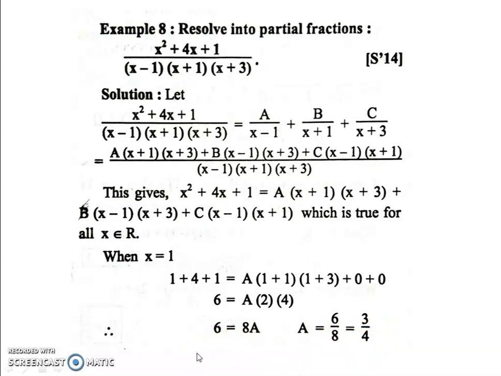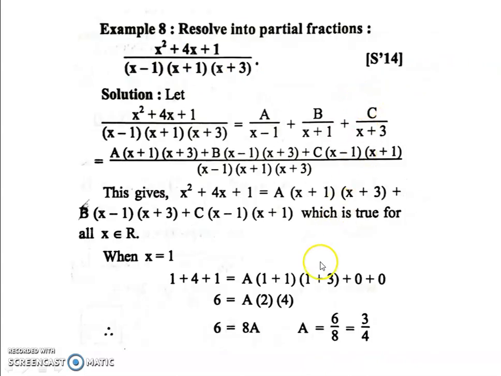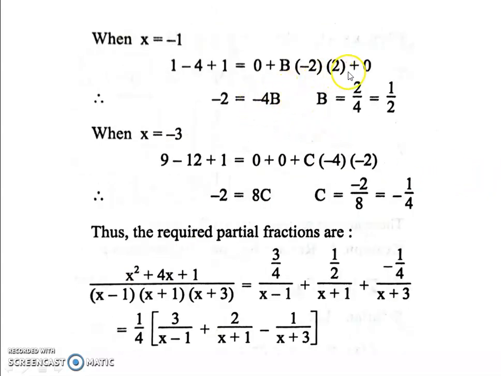Now we have to find the value of B. We must put x equal to minus 1. So 1 minus 4 plus 1. A and C are now 0. B is equal to what? We have to put minus 1: minus 1 minus 1 is minus 2, minus 1 plus 3 is 2. So 1 plus 1 is 2, minus 4 is minus 2. Minus 2 into 2 is minus 4. Minus 4 goes this side, 2 upon 4. Minus minus gets cancelled. 1 upon 2 is the answer.